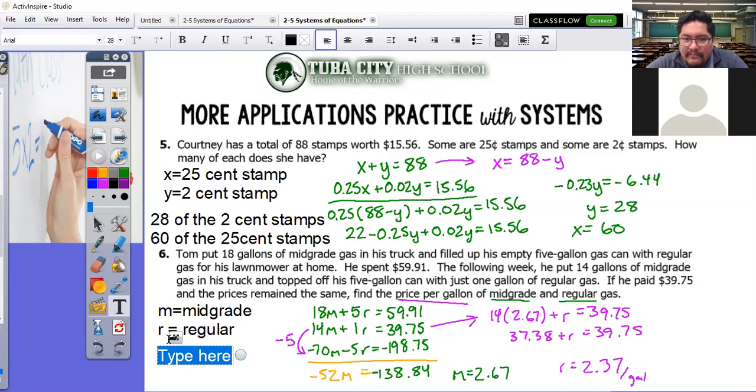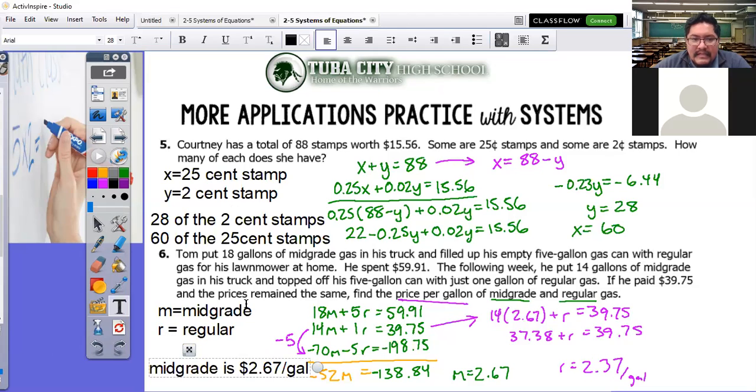So let's go ahead and put the answer in there. Mid-grade is $2.67, and that's why I put M, so it's easy for me to read. M is 2.67. $2.67 per gallon, and that's, if you go to the store, that's the way it's going to be written. Okay, that's just the way it's written.